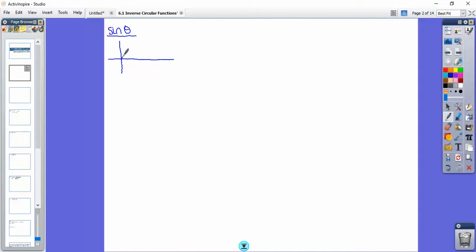If I took the graph of sine, we can obviously see that this would fail the horizontal line test. That is not a 1-to-1 function. And we know this is when we graphed from 0 to 2 pi. That's what it looked like. So if I take the entire sine function, overall that is not 1-to-1. If we are talking about the inverses, we are going to have to look at a portion of the graph.